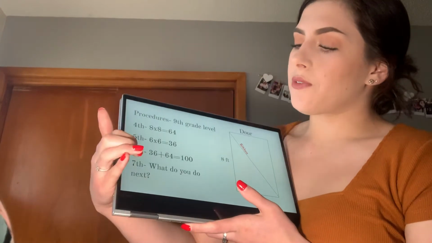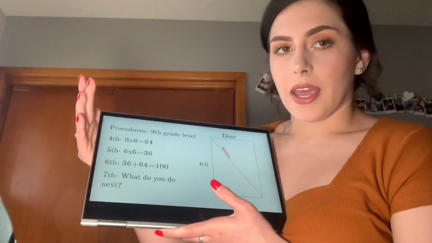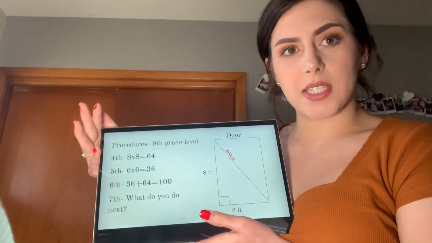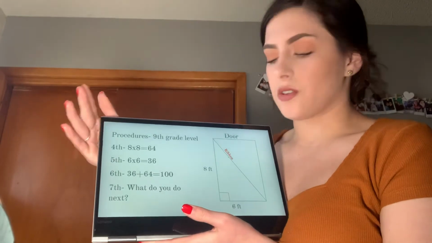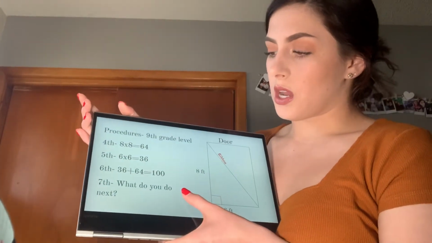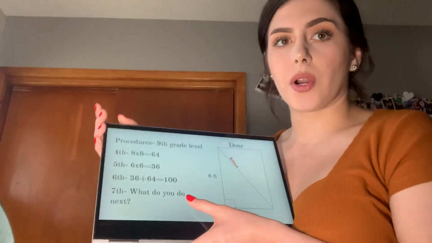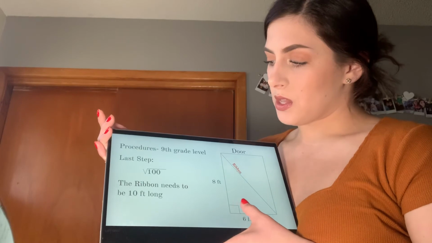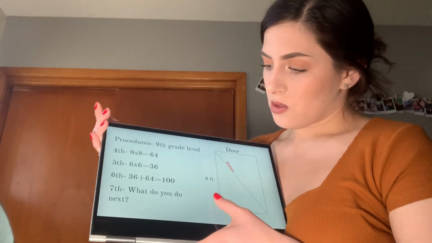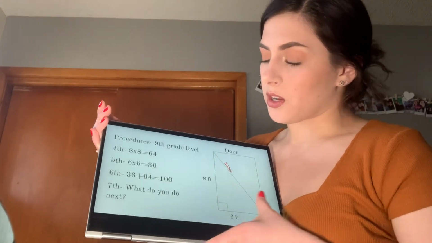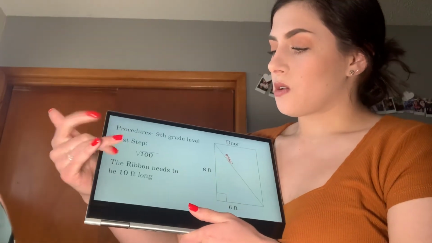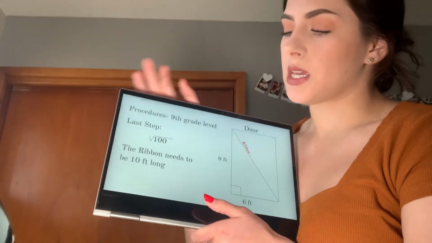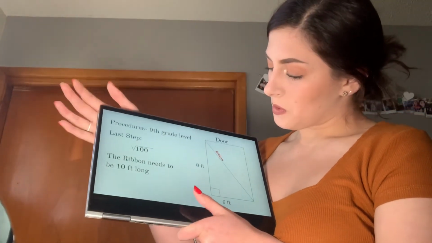And then at the end right here, I added, what do you do next? It's a way of me not giving them the answer, so I can see if they all actually do know the answer. Then I would ask them to share with a partner or share with a group table. What they did on their own would be the square root. So the square root of 100, and then their answer would be the ribbon needs to be 10 feet long. So then they would have solved it.